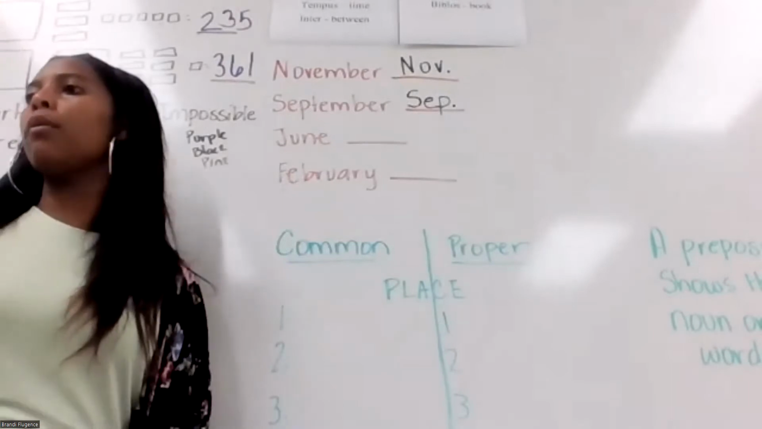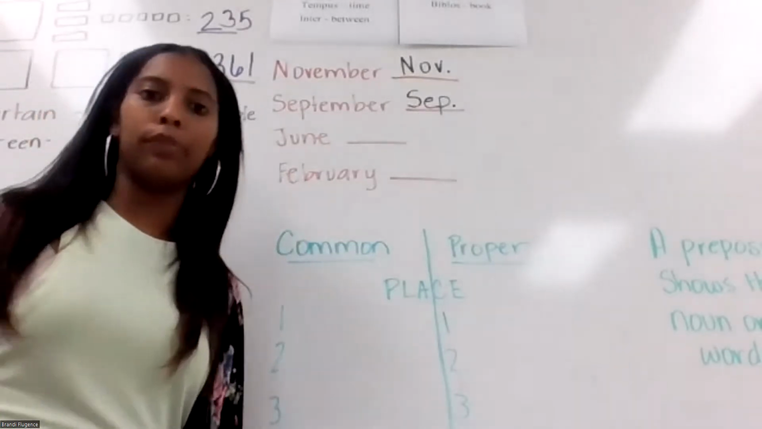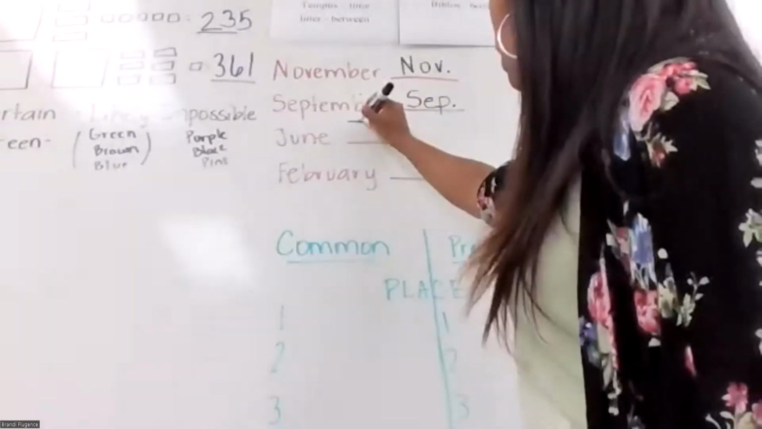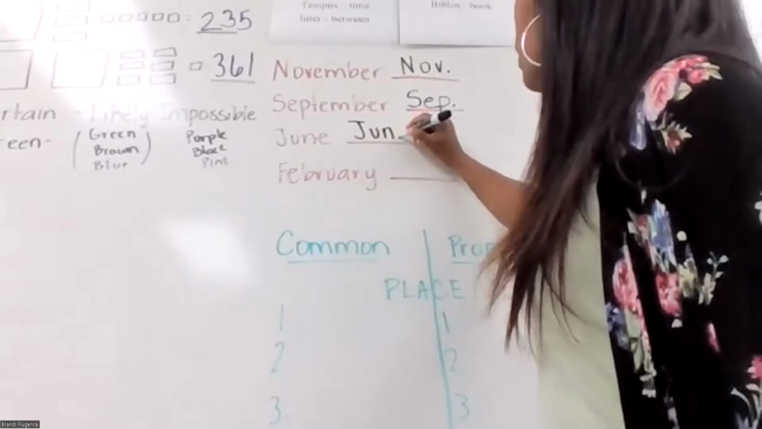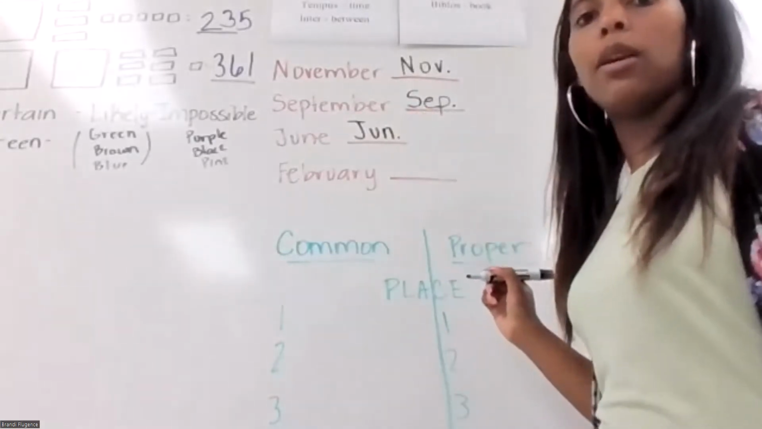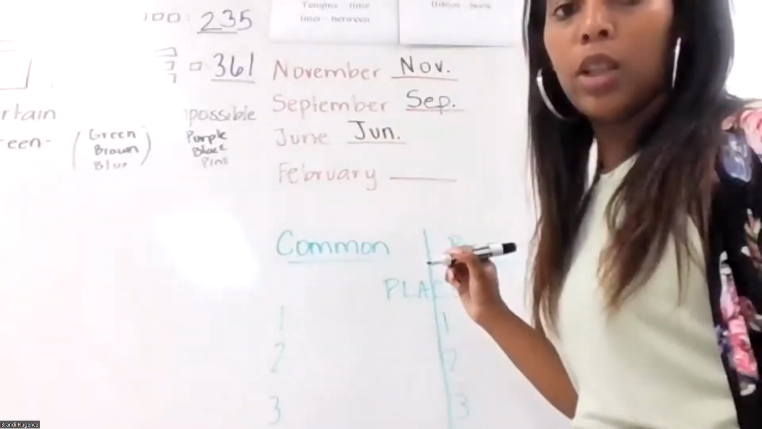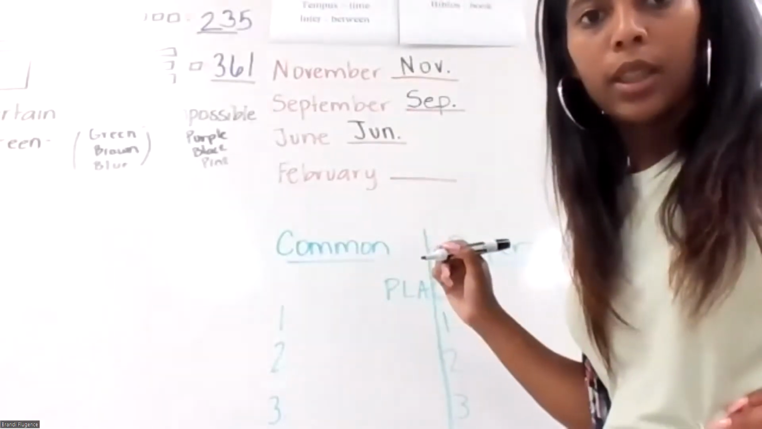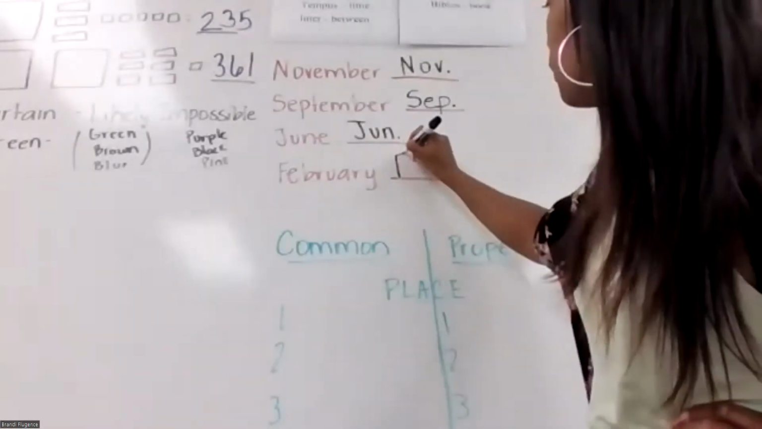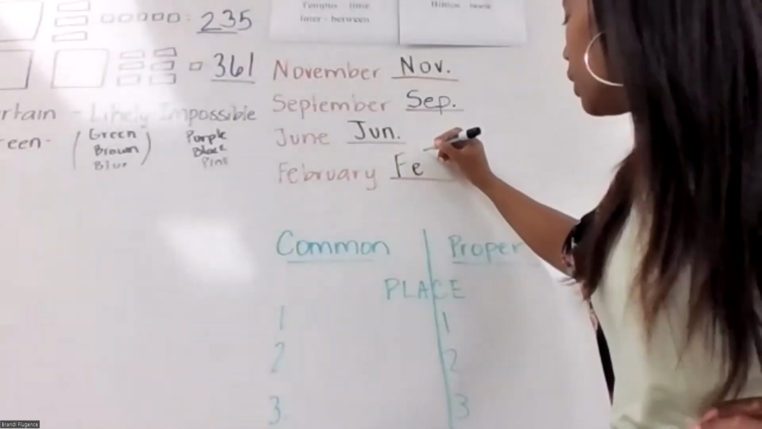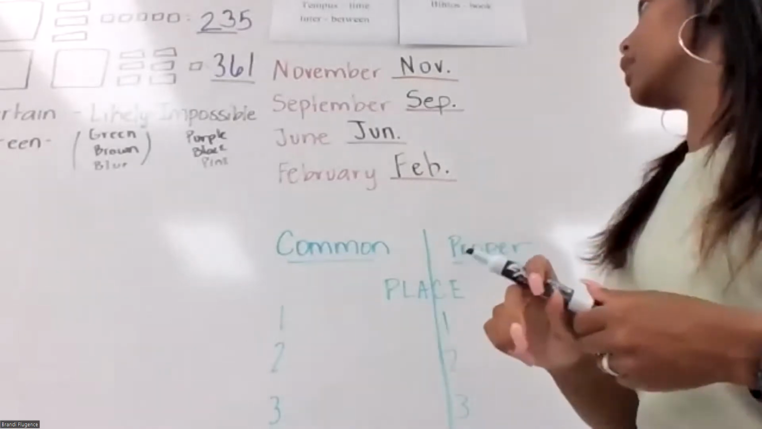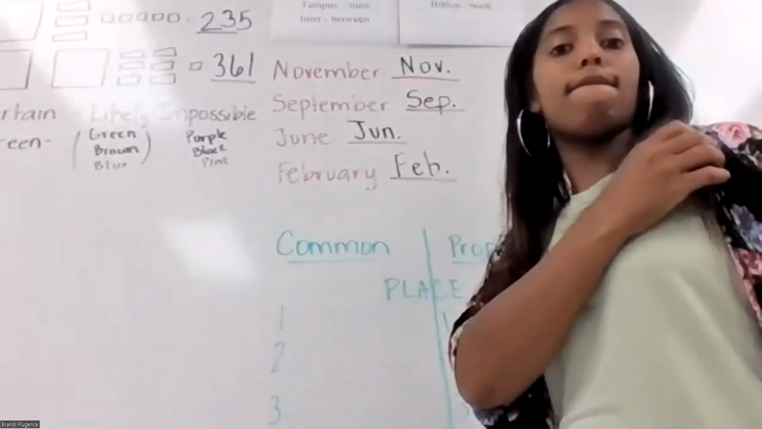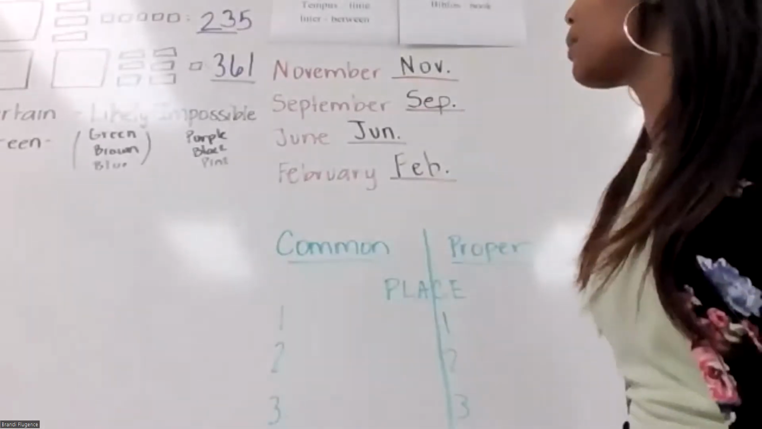June. How do we abbreviate June? Capital J, U, N, dot. Capital J-U-N dot. February. How do we abbreviate February? Ashley, you want to do this one? Capital F. E. B. Period. Good. Awesome. So that's easy. This will be an easy A test on Thursday, right? So tomorrow we'll abbreviate some more months, okay?